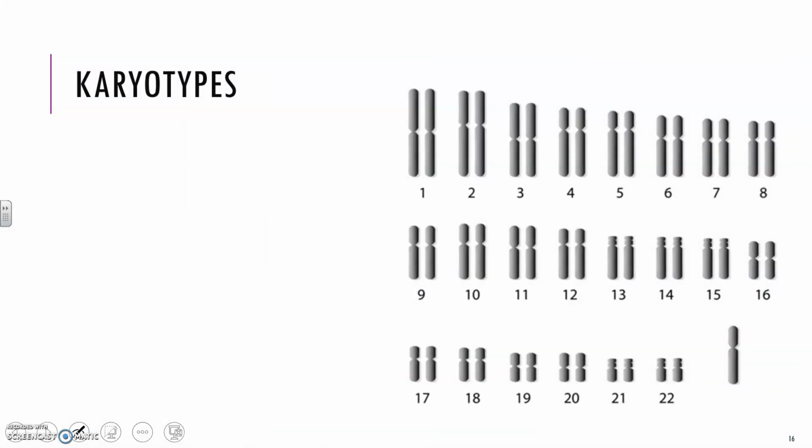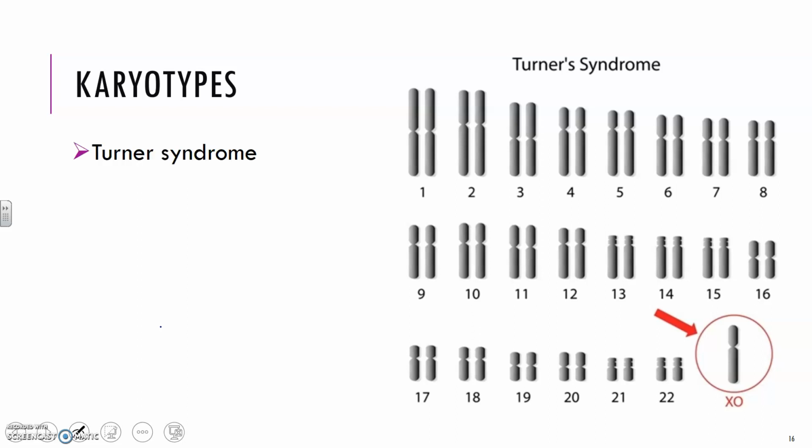All right, what do you see in this one? Okay, now there's only one X. So basically this genotype would be called XO, because there is nothing for that second chromosome. This one is called Turner syndrome. It is missing a second sex chromosome. Now because it's missing a Y, but it does have an X, this would be a female.